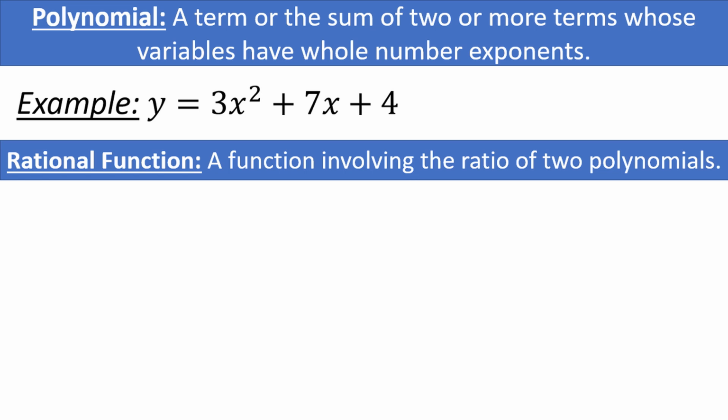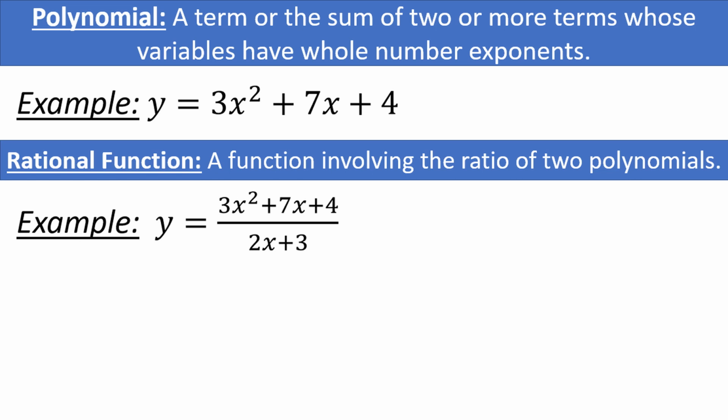A rational function is a function involving the ratio of two polynomials. An example of a rational function is y equals 3x squared plus 7x plus 4 divided by 2x plus 3. Both the numerator and denominator are polynomials, which is what makes this a rational function.